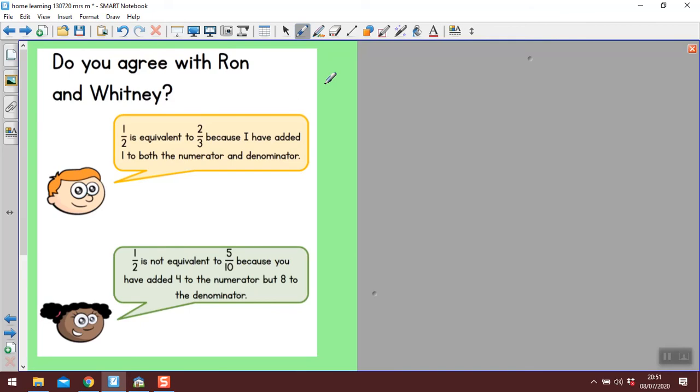Do you agree with Ron and Whitney? So Ron says 1/2 is equivalent to 2/3 because I have added 1 to both the numerator and the denominator. So he's put 1 add 1 is 2, 2 add 1 is 3. Does that make 1/2 equivalent to 2/3? Whitney says 1/2 is not equivalent to 5/10 because you've added 4 to the numerator but 8 to the denominator. Is she right?